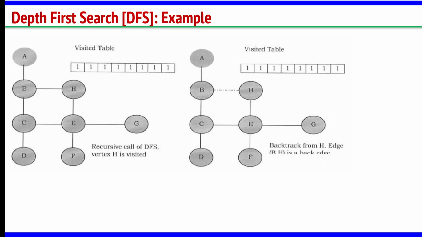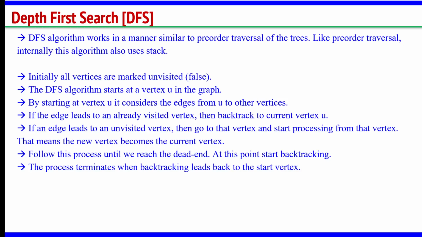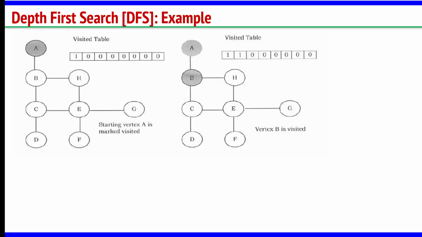What we are trying to do, again let us see this. First we are beginning, now let us see the algorithm and come to that example again. Initially all vertices are marked as unvisited, meaning I have kept everything as 0 initially.